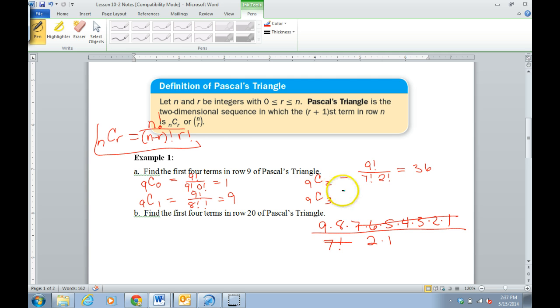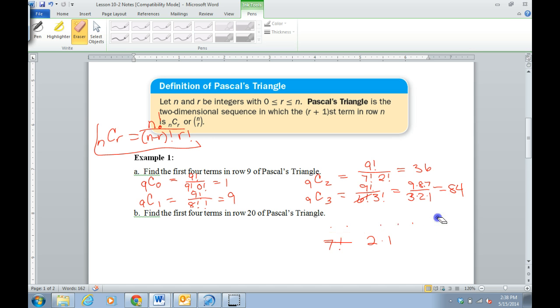72. Okay, so this one right here is going to be 9 factorial over 6 factorial, 3 factorial. The 6 will cancel, so 9 times 8 times 7, divided by 3 factorial, which is 6. So that would equal 84. And then it'll go 36, 9, 1. Oh no, we just keep going up. Yeah, you could go all the way up to 9.